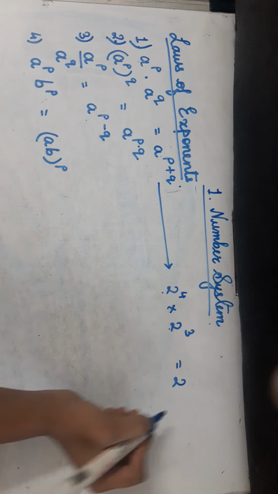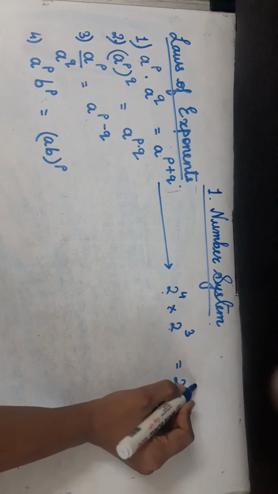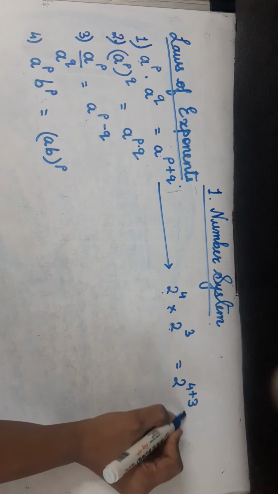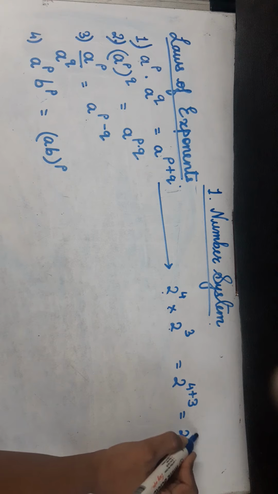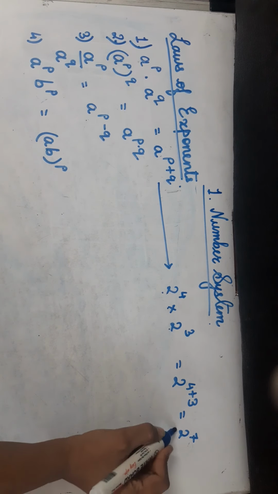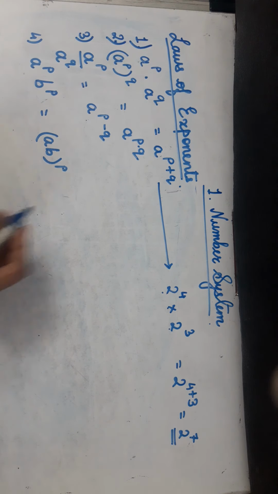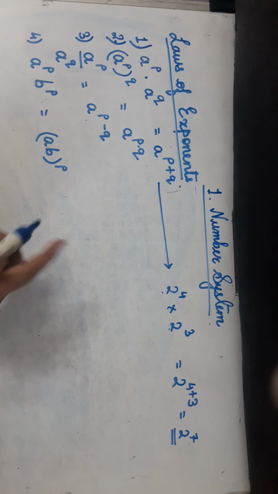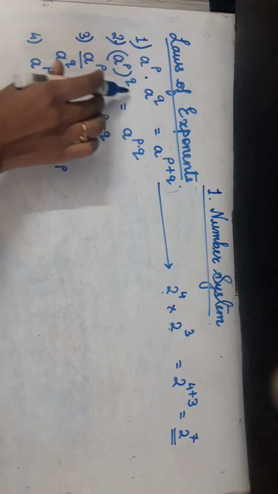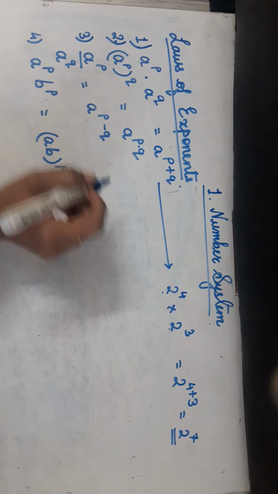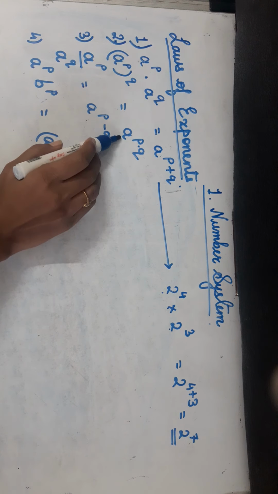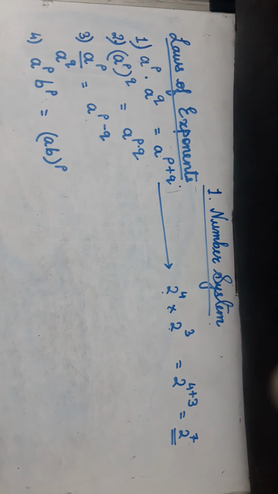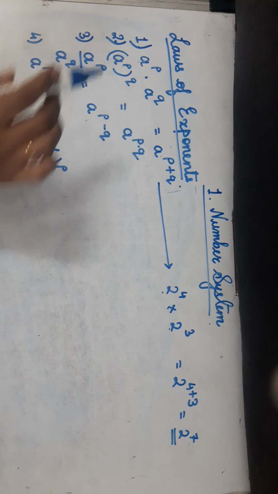Write the base only once and add their powers. So 4 plus 3, 2 raised to 7. Then the second one is a raised to p whole raised to q. A raised to p whole raised to q is equal to a raised to p into q. Simply, bracket is there, multiply the powers.